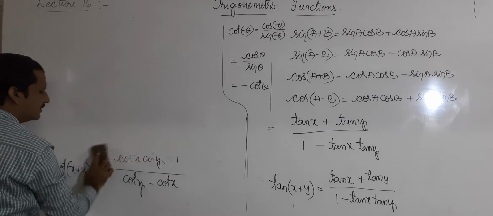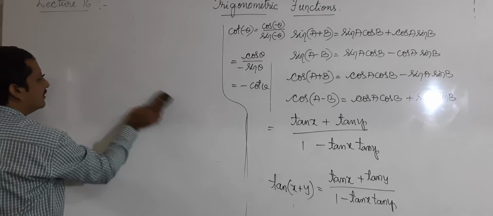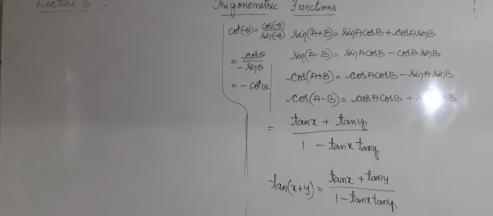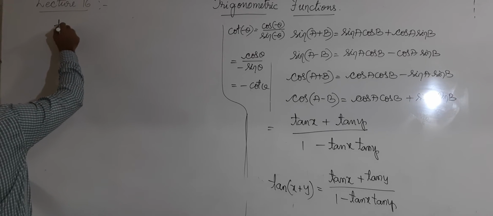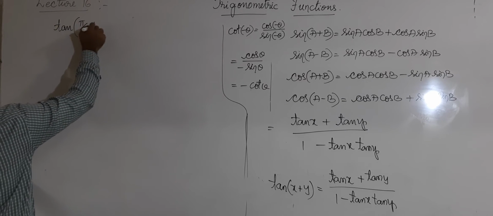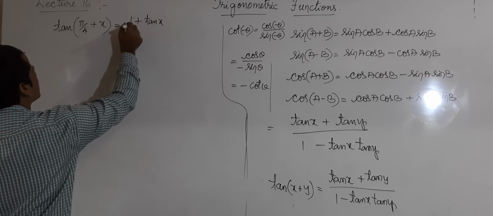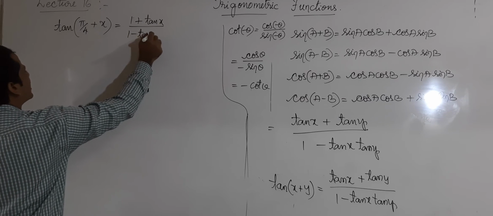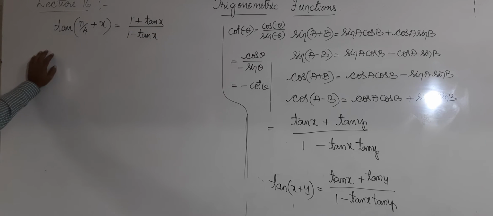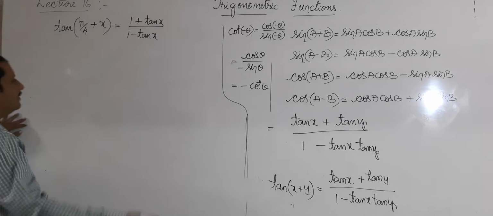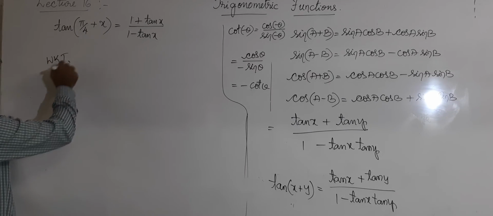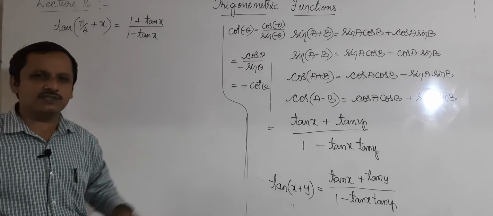Okay, so after this I will derive one more formula. Tan of pi by 4 plus x is equal to 1 plus tan x divided by 1 minus tan x. Okay, I want to use this formula. Because we have already derived that formula, we should know that formula.